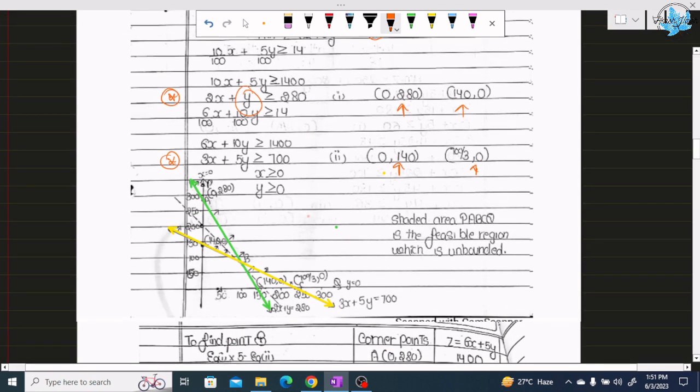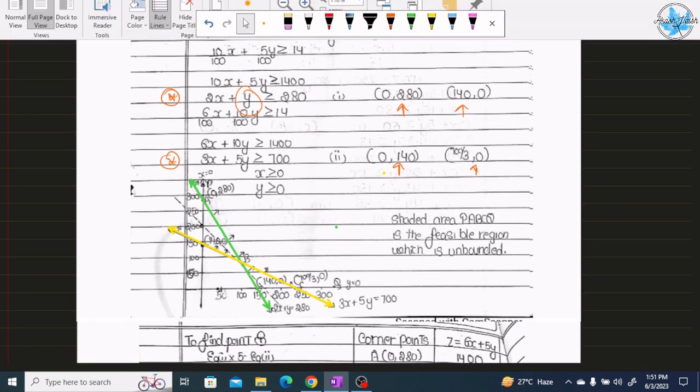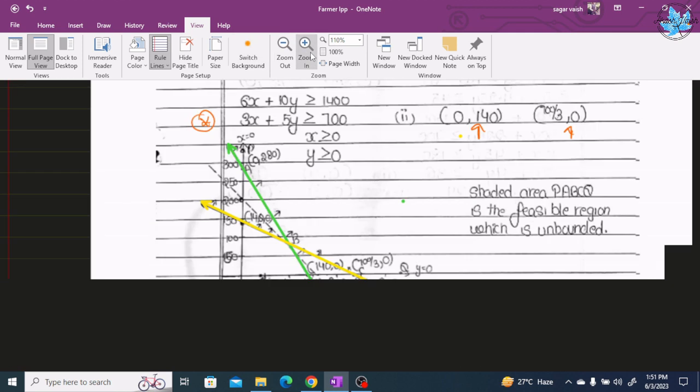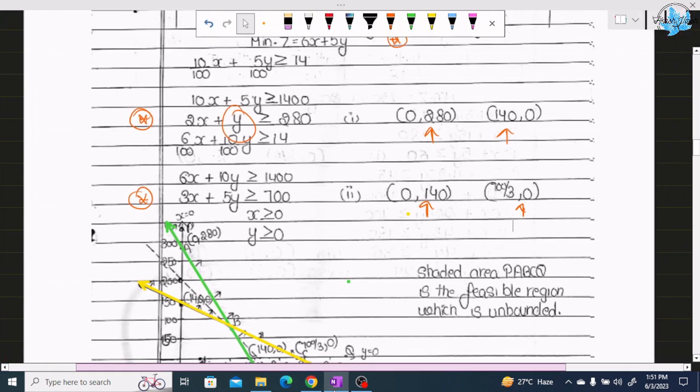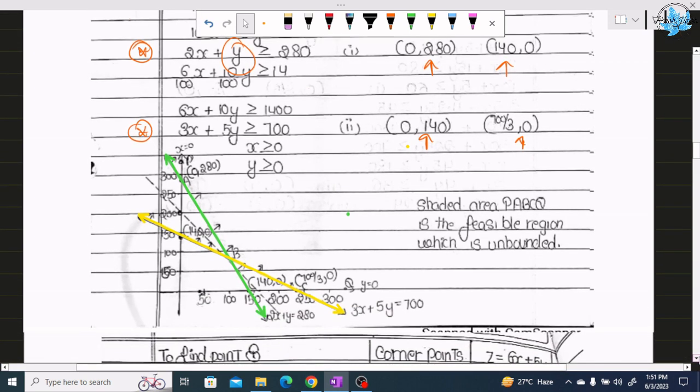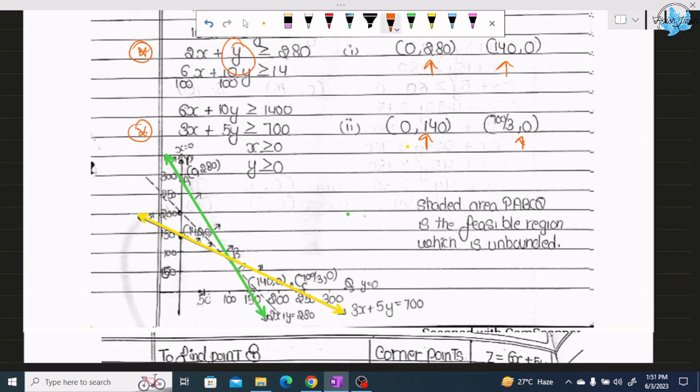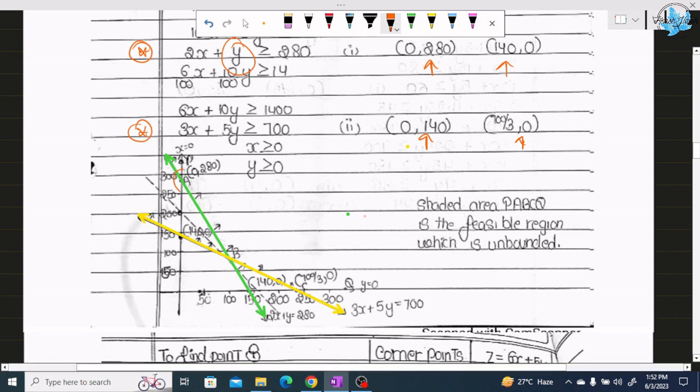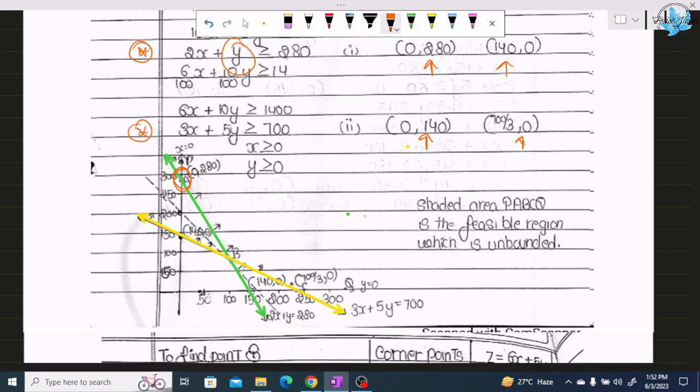Now to draw the graph of the equations, I hope this is clear, or I'm increasing the size of the graph so that you can see it clearly. From here you can see the first coordinate, 0 comma 280, will come on the y axis. I have taken the graph at a distance of 50 units. Then 140 comma 0 will lie on the x axis. You can see the green line showing the first equation. This is the graph of the first equation.